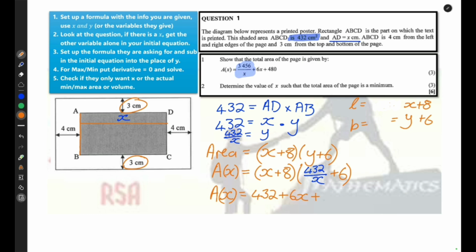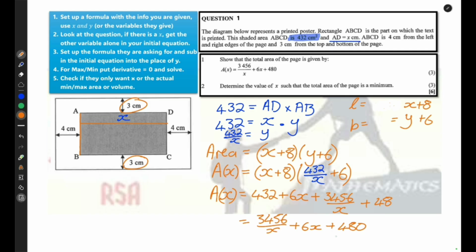I don't know what it is, but I'm expecting it to be 3456. So just type it in the calculator, and you would see that it is indeed that number, and then plus 48. In simplest form, that would then be 3456 over x plus 6x, and then plus 480. And there we go. I solved question 1.